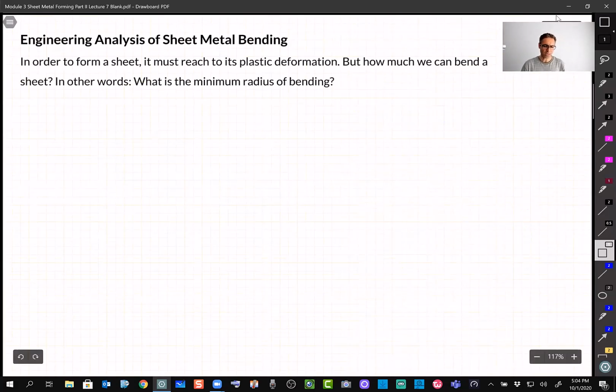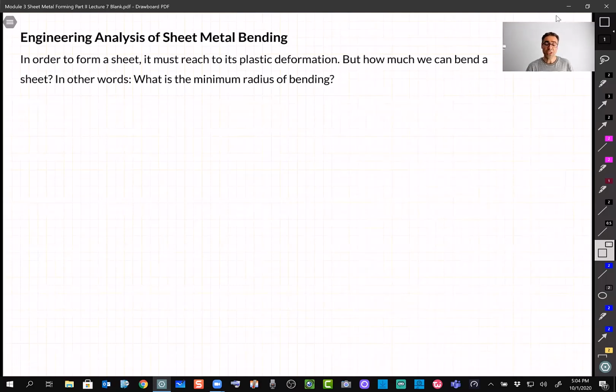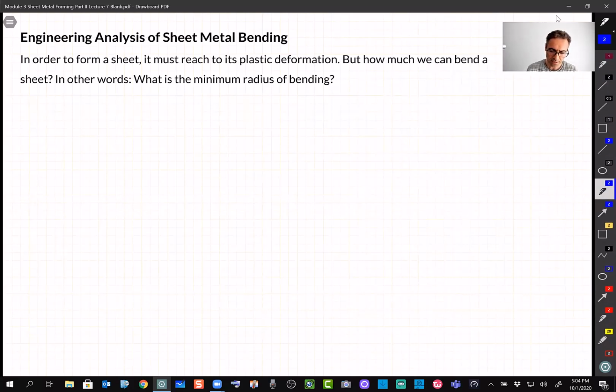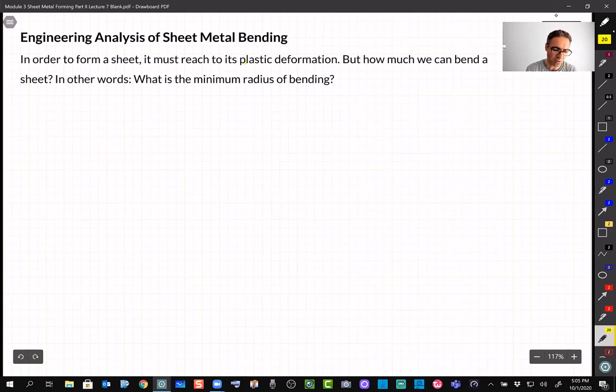Today we're going to talk about the engineering analysis for bending. That's the plan. But before we get to bending, we know that bending happens, as we talked about last time, when the material gets to its plastic deformation. If you are in elastic deformation, after we bend something, it's going to return back to its original shape, right? We need to get it to plastic deformation. That's obvious because we want permanent deformation, right?